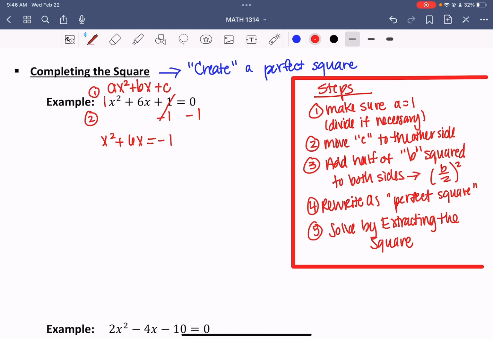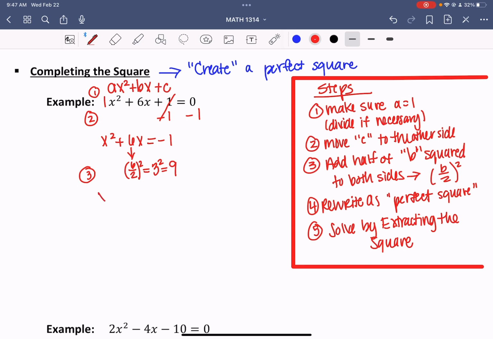Step number 3, add half of b squared to both sides. So we're going to have to do a small calculation here. In our example, our b is 6. So we're going to do half of 6, so 6 over 2 squared, and that would be equal to 3 squared, or 9. So for step number 3, we're going to add that value of 9 to both sides.